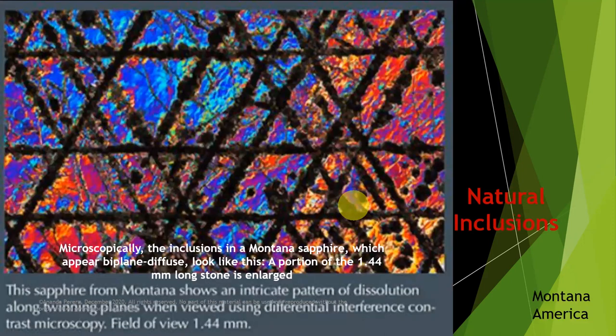Now look at this. It is Montana from America. Microscopically, the inclusion in the Montana sapphire appears as biplane diffuse. Biplane diffuse appears like this. Can you see biplane? It is a 1.44 millimeter long stone enlarged.